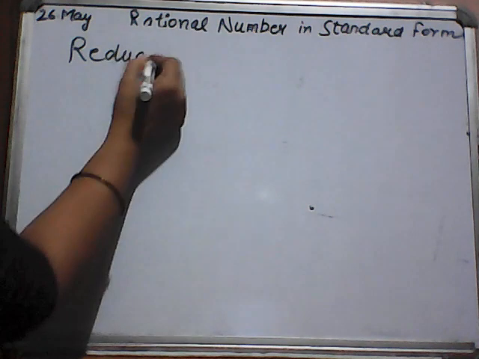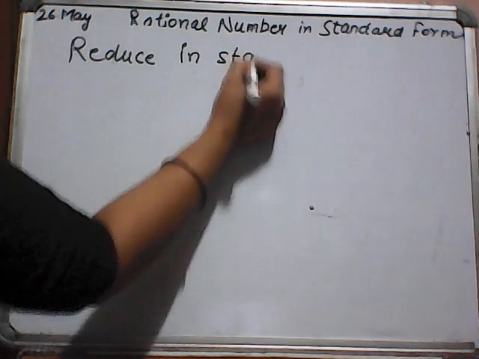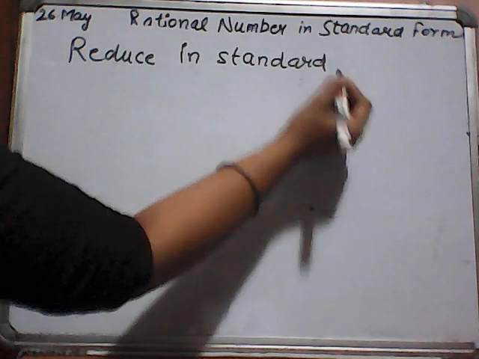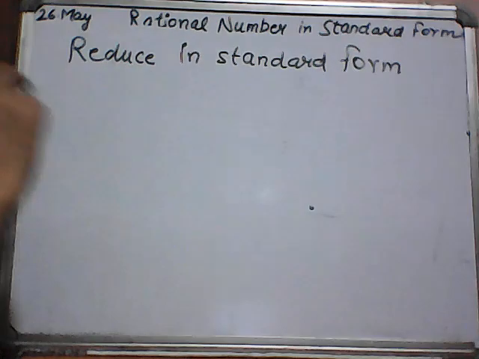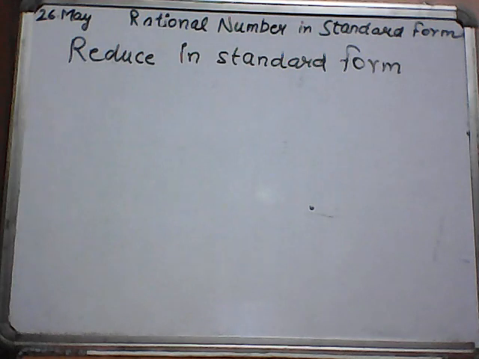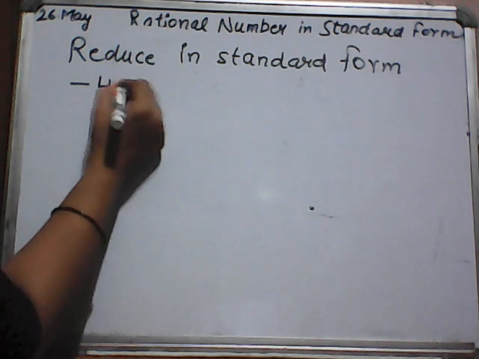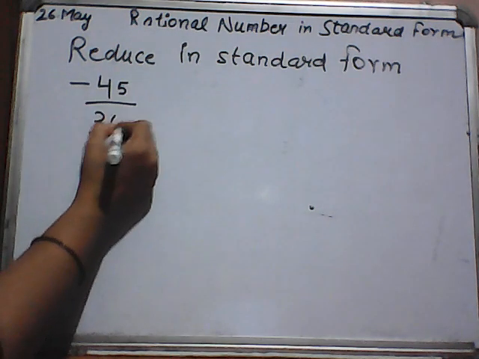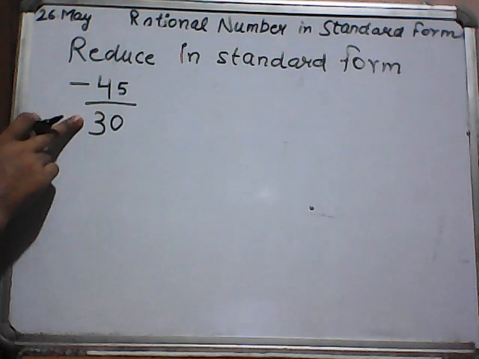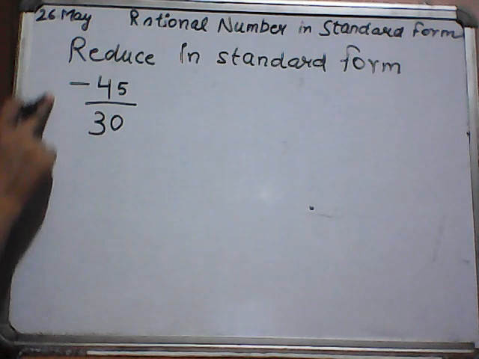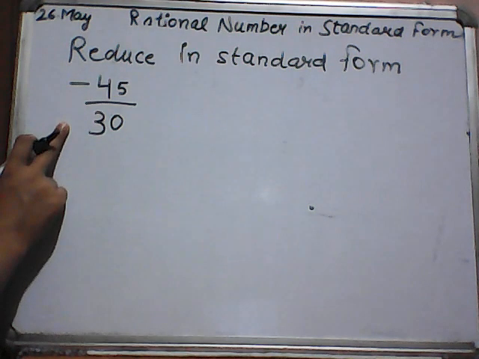Next is reduce in standard form. Firstly, you have to check whether the given rational number is in standard form or not. If the given rational number is in standard form, then leave it. If it is not in standard form, then you have to reduce it to standard form. Let's take minus 45 divided by 30. Firstly, check whether this rational number is in standard form or not. Here denominator Q is positive and there is a common factor other than 1. That's why you can say it is not in standard form.